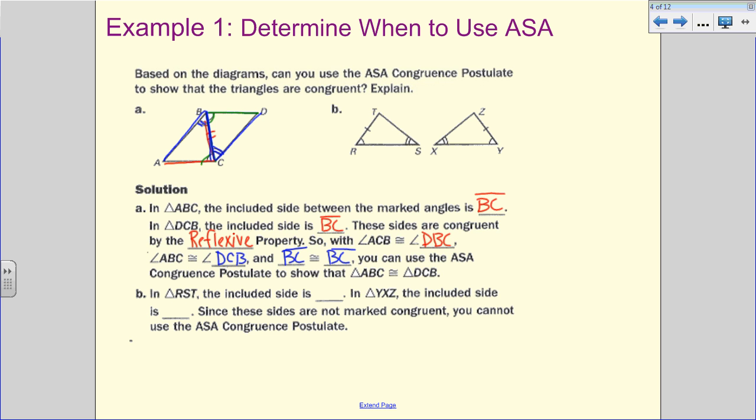If we take a look at triangle RST, the included side between my two angles would have to be RS. And in triangle YXZ, the included side is side XY. And since those sides are not marked as congruent, I shouldn't have put congruency marks on there, I should have just highlighted them. Since those sides are not marked as congruent, we cannot use the angle side angle postulate.